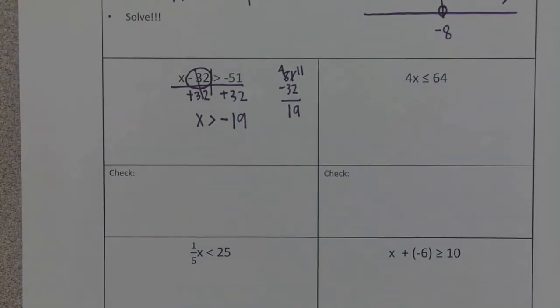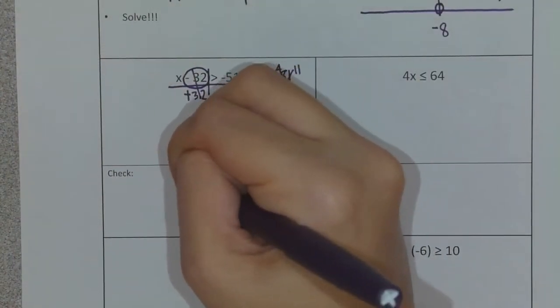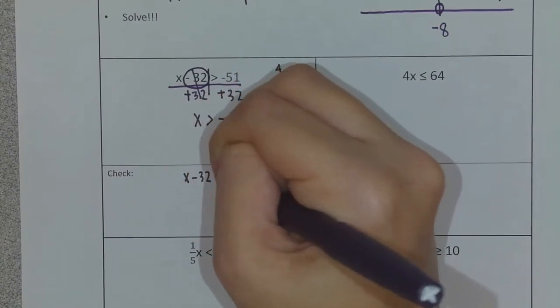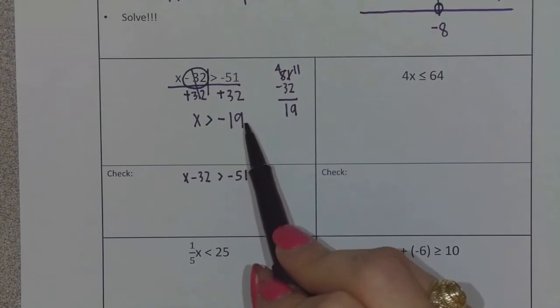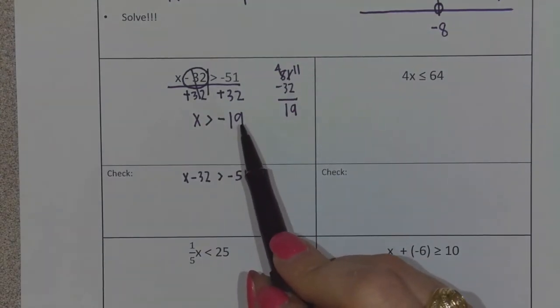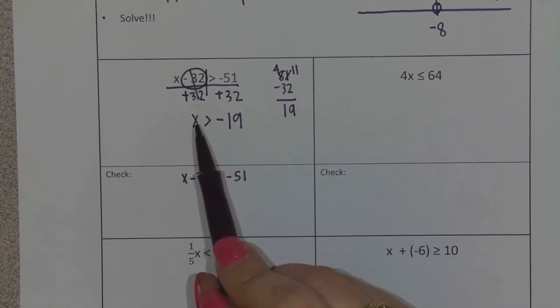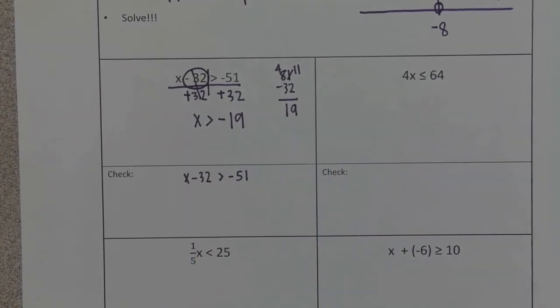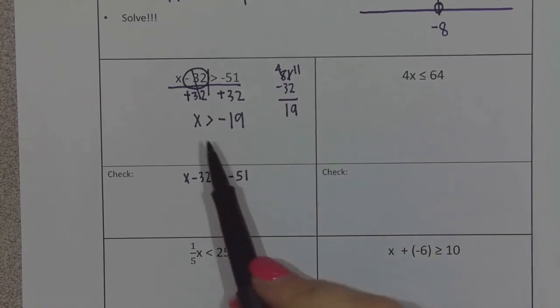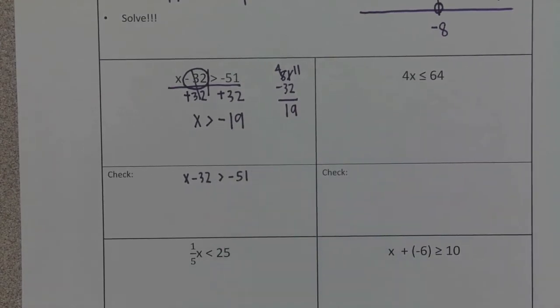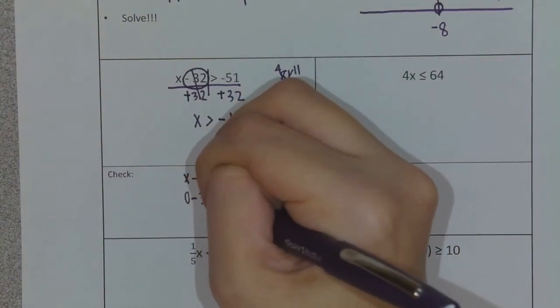Now normally when we do our check, we still go back to our original equation. That part is still true. So x minus 32 is greater than negative 51. But we used to just plug in whatever number we got as our solution. But negative 19 is not our solution. Our solution here is any number that is greater than negative 19. So you get the freedom, the flexibility, to pick any number you want that is greater than negative 19. Now, make this easy on yourself. For me, the first thing I think of when I see greater than negative 19 is that 0 is greater than negative 19. So I'm going to plug in 0 for x.